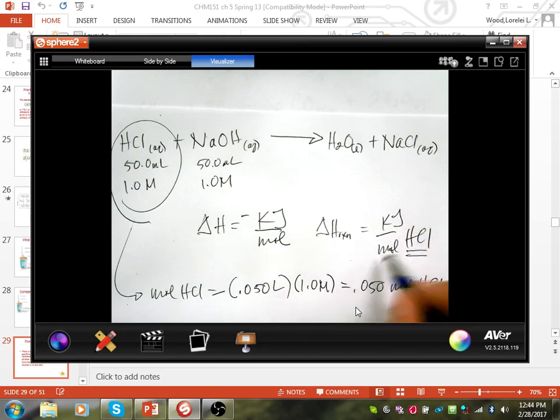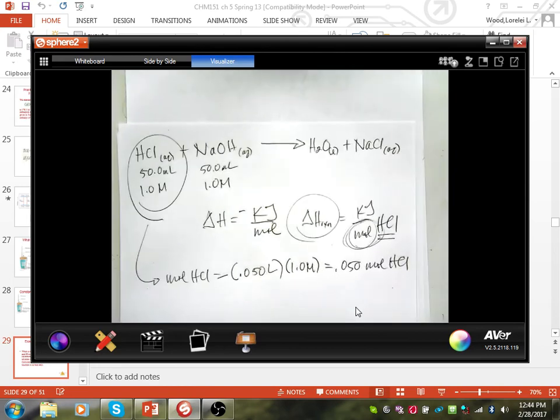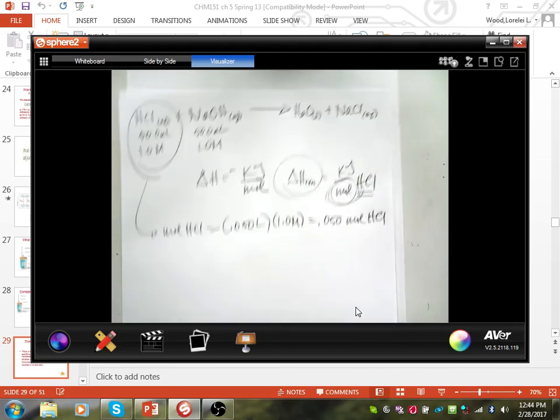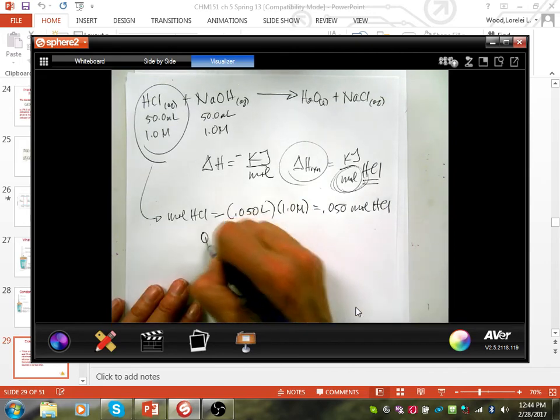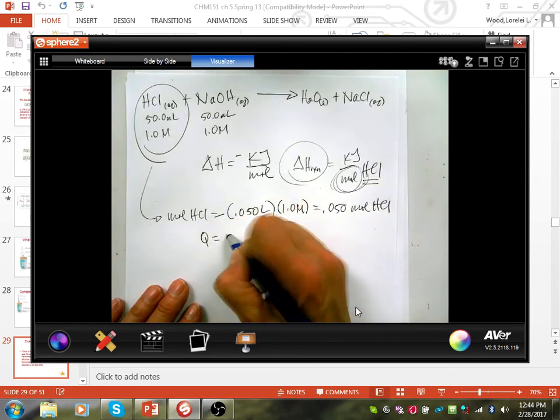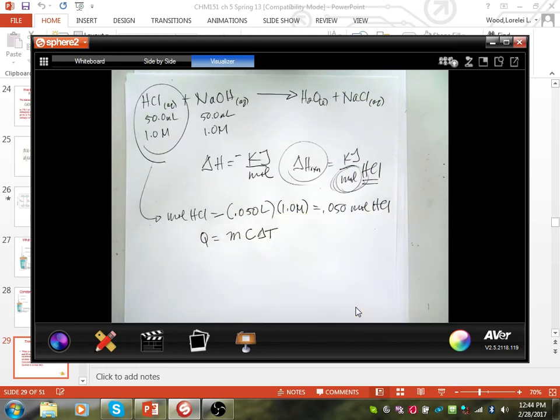All right, well, I got one part of my enthalpy of the reaction. I figure out how many moles of HCl I have because the question asked for the enthalpy of reaction with respect to the HCl. What's the formula? What is kilojoules? What's the kilojoule a measure of? Heat. What do we use to abbreviate heat? Q. What's Q equal to? MC delta T. All right.